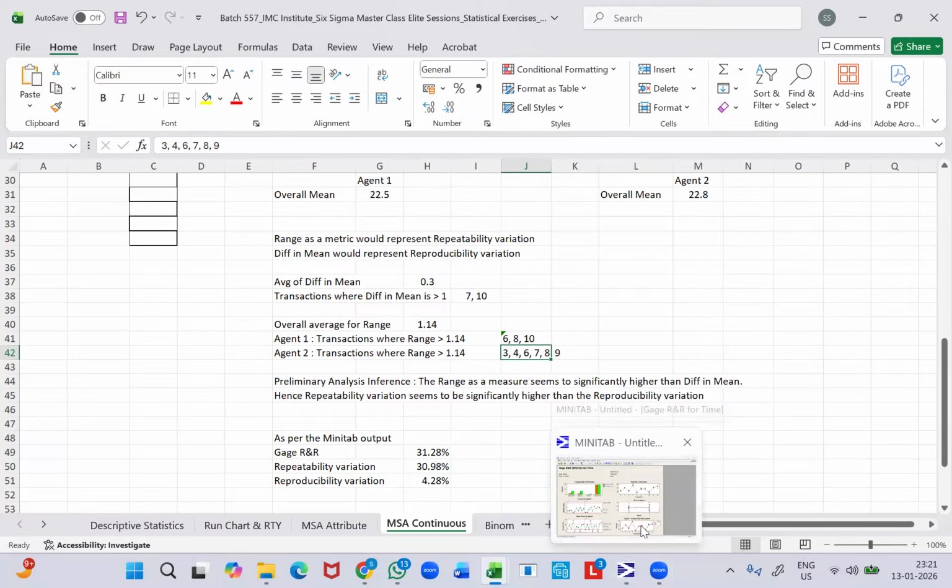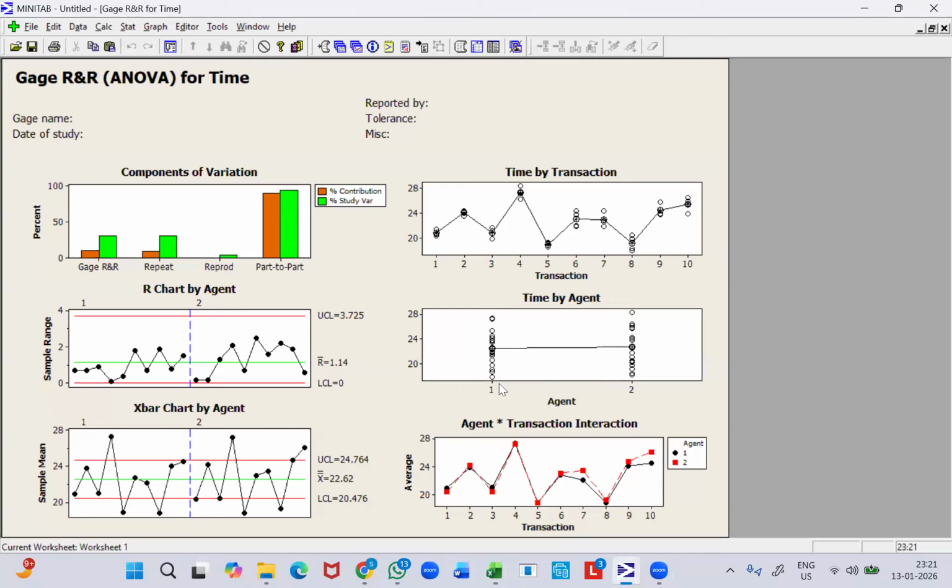And that is what is getting demonstrated here when we see the individual plotting of data points pertaining to both agent 1 and agent 2. This is similar to a box plot. If only we had constructed a box plot, we would find that the box plot for agent 2 would have been lengthier compared to that of agent 1, indicating that the variation contributed by agent 2 is significantly higher than that of agent 1. So we know that the repeatability variation is very high, but out of the 2 agents, who has a higher repeatability variation? It is agent 2.